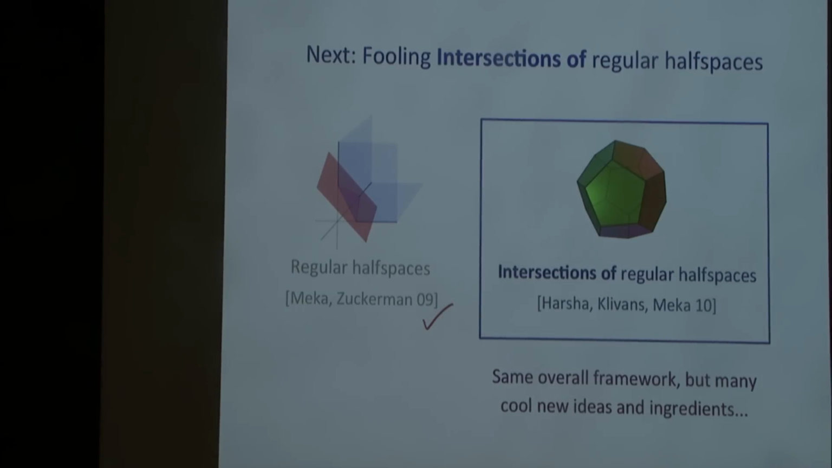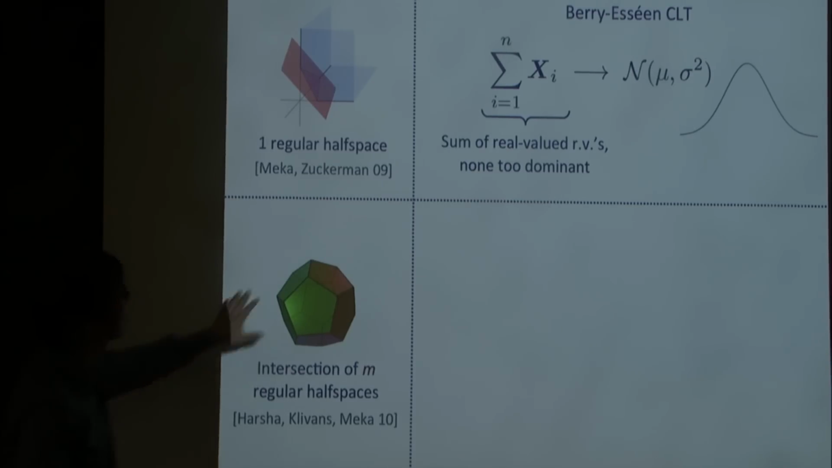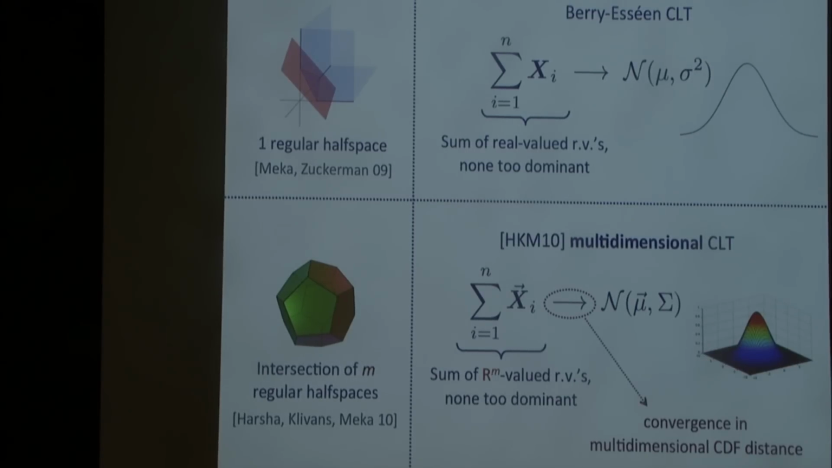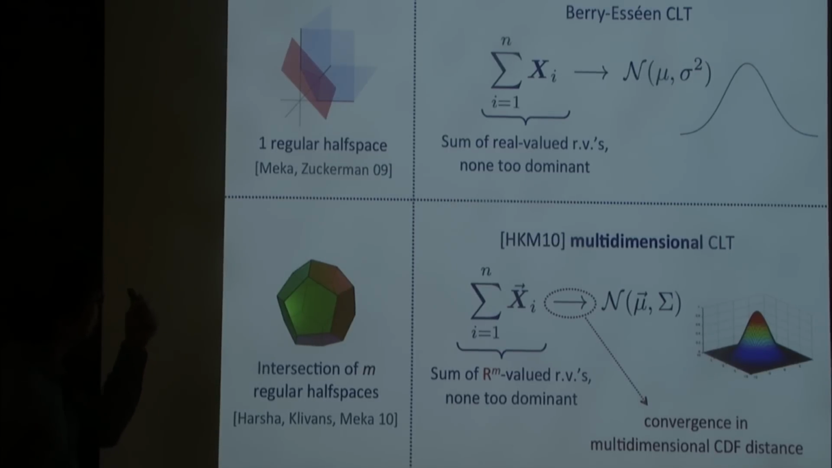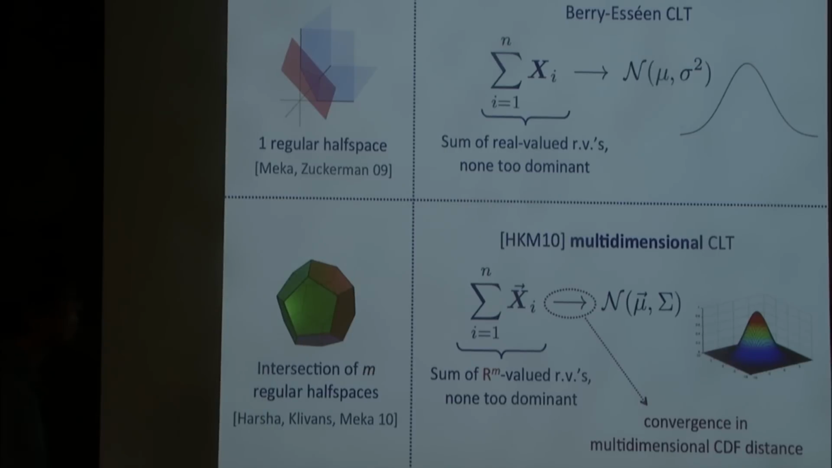So let's do that. At the very core of this result I just described is the classic Berry-Esseen central limit theorem, which says if you sum many real-valued random variables, none of them too dominant, you converge to a Gaussian. And if you had to guess, the central limit theorem that underlies Harsha, Klivans, and Meka is a high dimensional analog of it. You're not summing just single real-valued random variables, but R^n valued random variables. And you sum many of them, they prove a multidimensional central limit theorem.